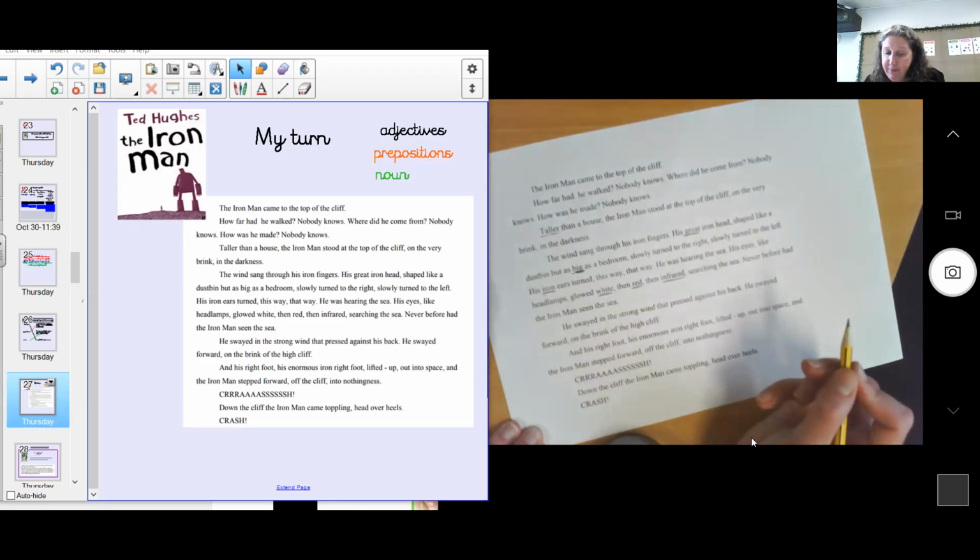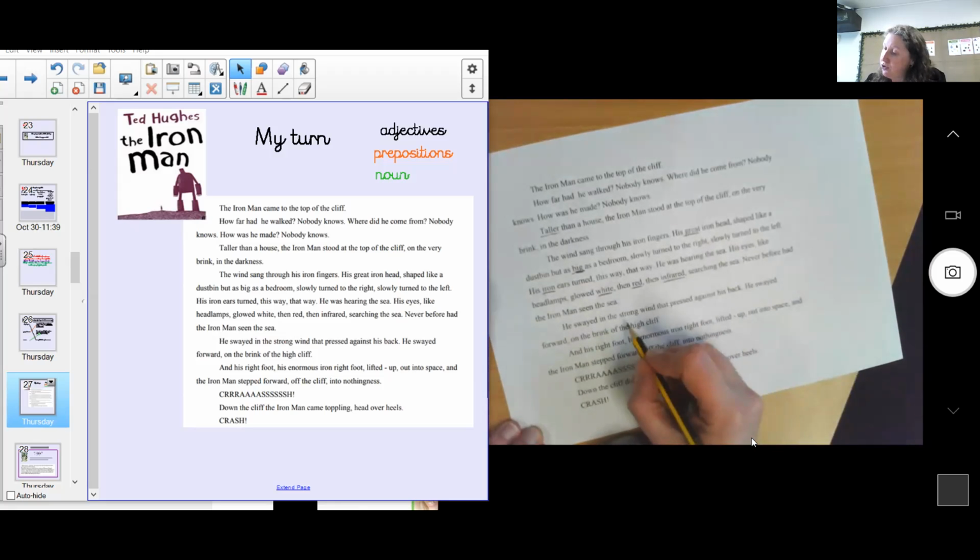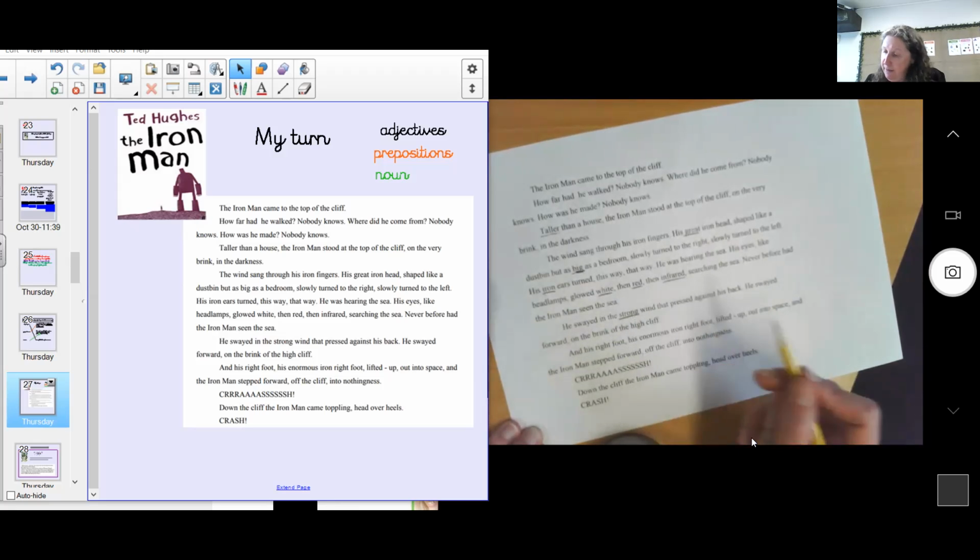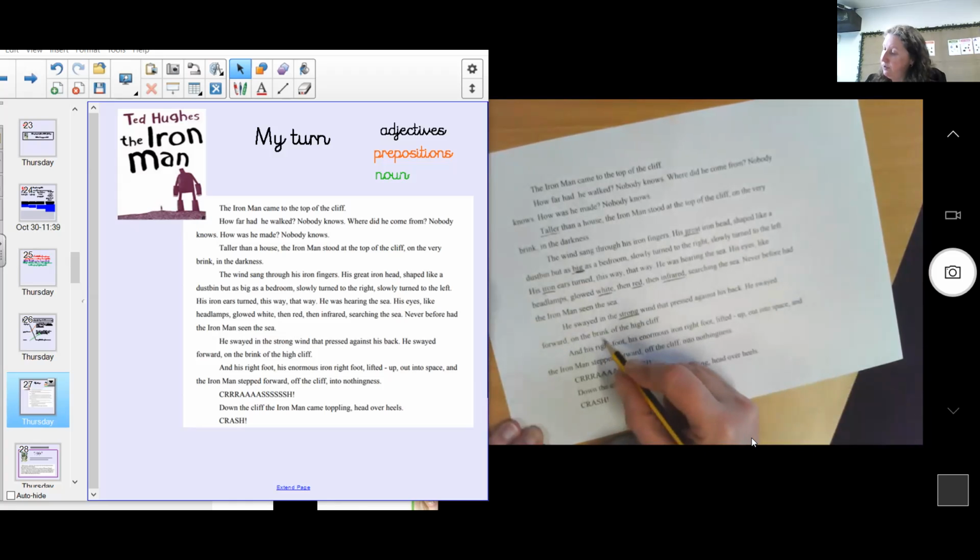He swayed in the strong wind, so he's telling us that the wind was strong. He swayed forward on the brink of a high cliff, so it's telling us the cliff is high, so it is describing this. So I'm going through with these adjectives and I am underlining.